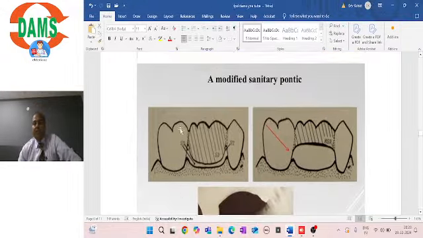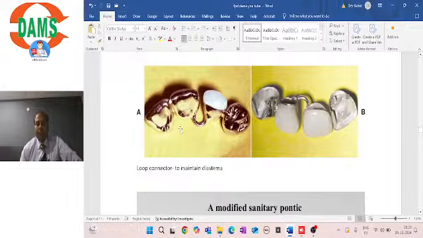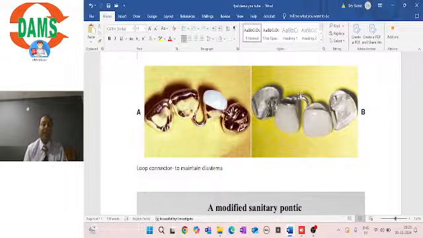Now what is this? If you see, this is a loop connector. Sometimes a patient comes to you and says, if an FPD needs to be given, kindly maintain my diastema. Some people feel that by closing the diastema the amount of money will reduce, or it will create bad luck, a bad omen. So such a patient requests that please, if you can, maintain the midline diastema.